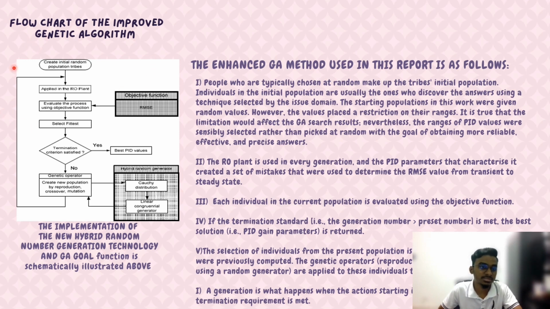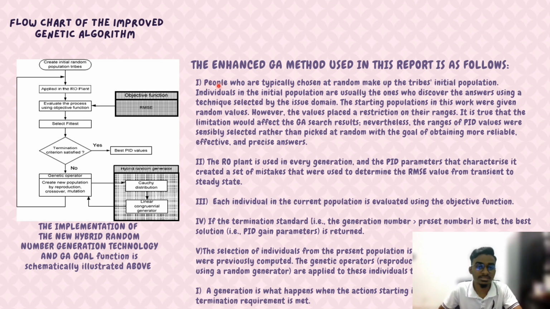And this flowchart shows the implementation of the new hybrid random number generation technology and the genetic algorithm. The goal function schematic is illustrated. And this is the flowchart of the improved genetic algorithm.